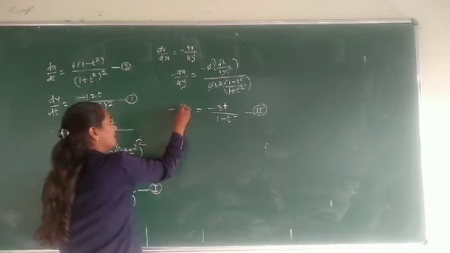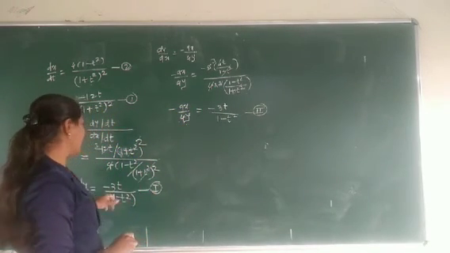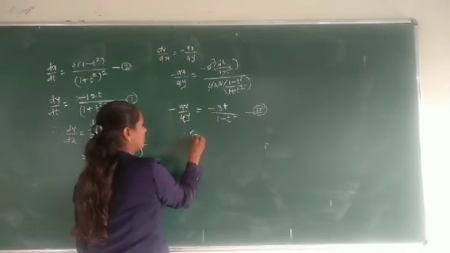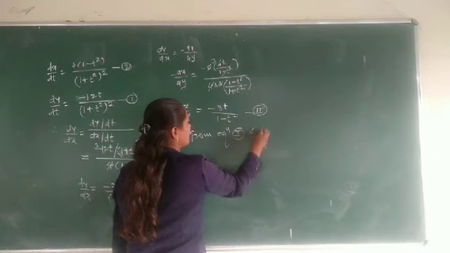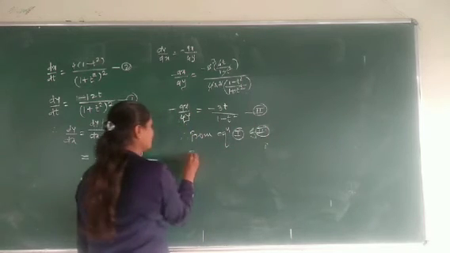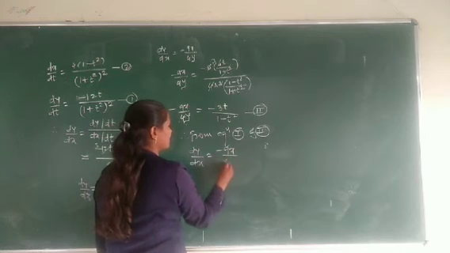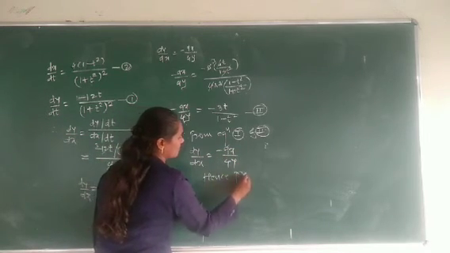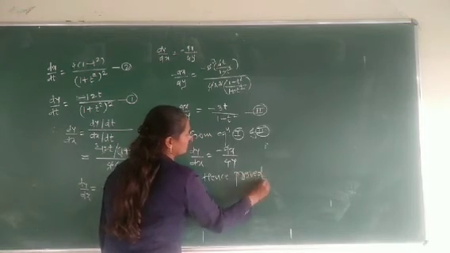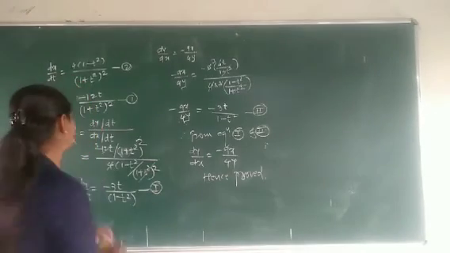Question number 2. Therefore from equation first and second, dy upon dx is equal to minus 9x upon 4y. Hence it is true.